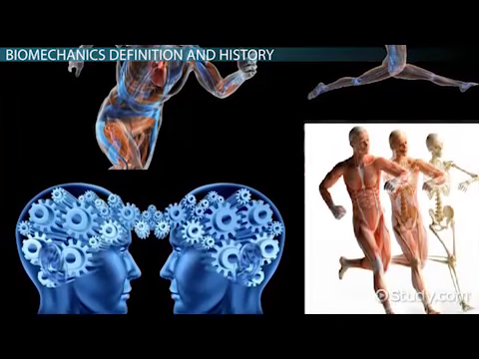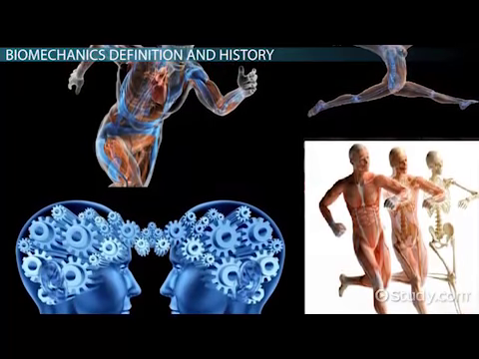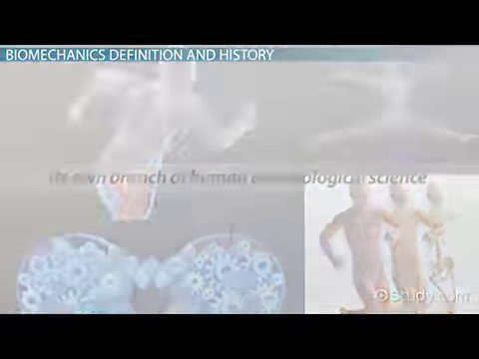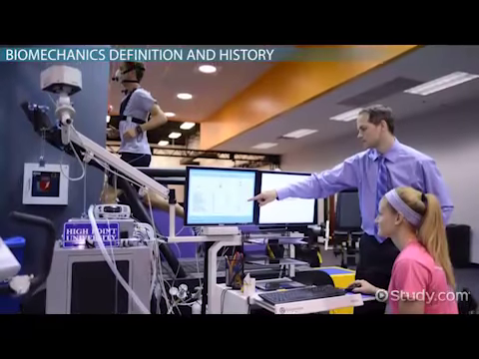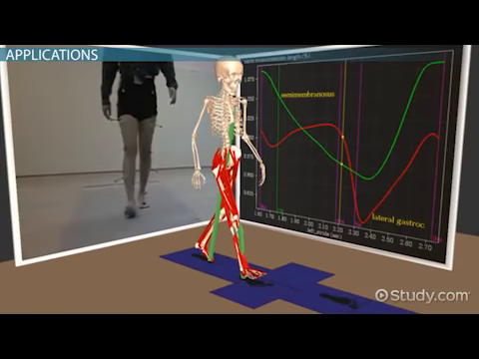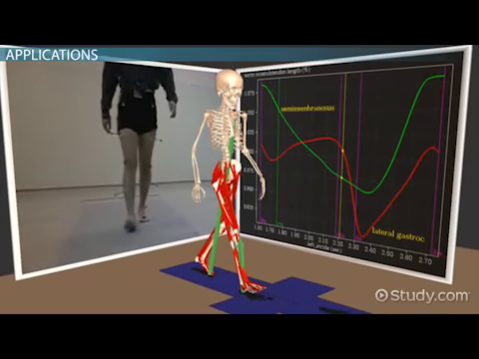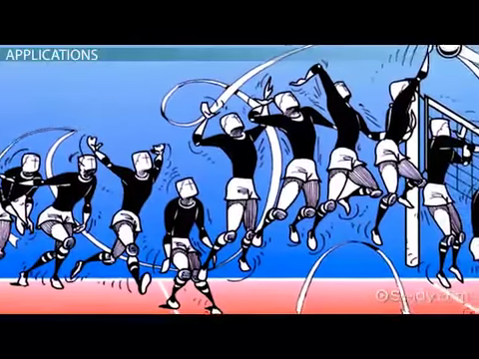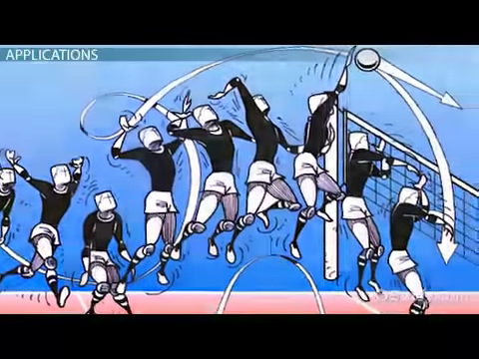Today, rather than a field that scientists and philosophers dabble in, biomechanics is its own branch of human and biological science, with entire departments in hospitals and universities devoted to the subject's study. Since biomechanics is the study of human movement and interaction with the environment, the field has myriad applications in daily life and touches on many different sciences. Let's look at a few examples of the areas in which biomechanics is most commonly used.